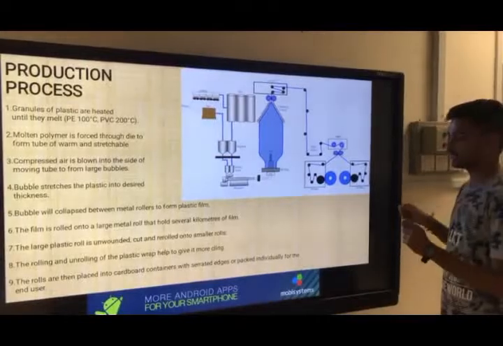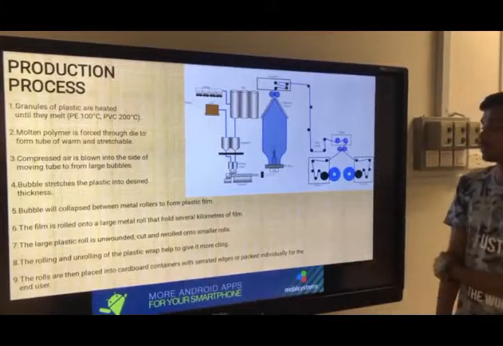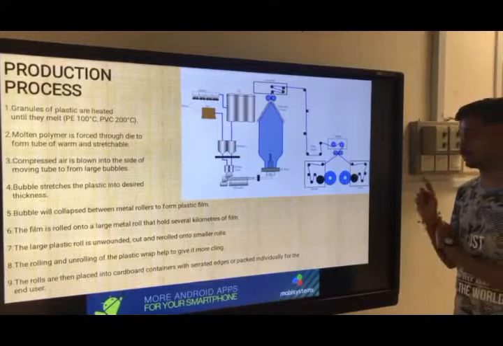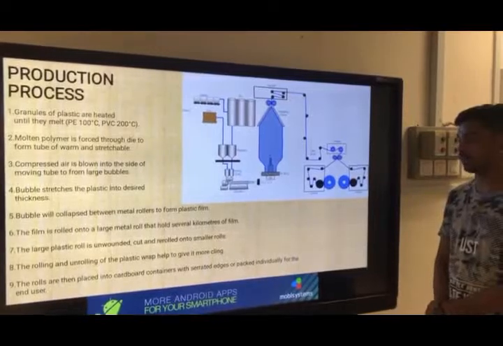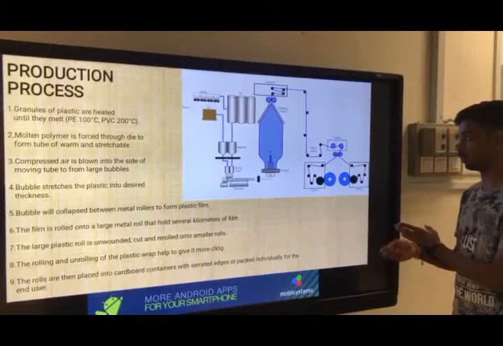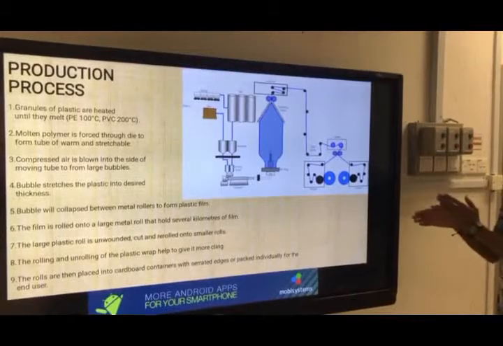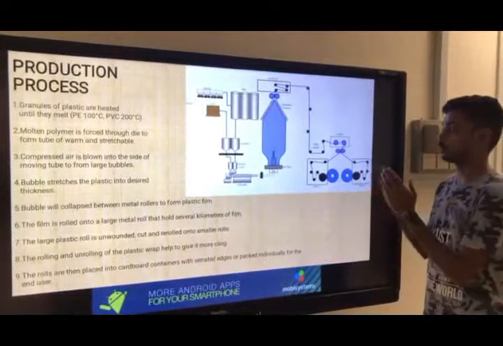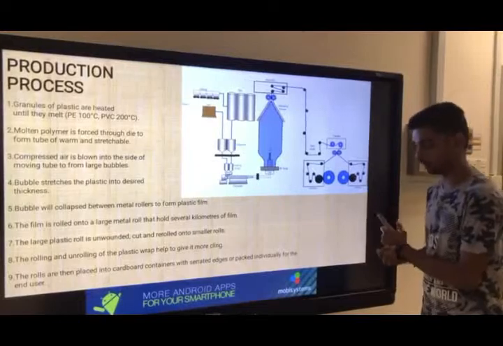The bubble stretches to the desired thickness. When the desired thickness is reached, the bubble closes on the rollers and is rotated. The film is rolled onto a large metal rod and holds several kilometers. This process produces a big and long film, which is then cut and wound again onto small rollers. The process continues with the rolling process, and because it produces sealing, it makes the film stronger compared to the normal one.